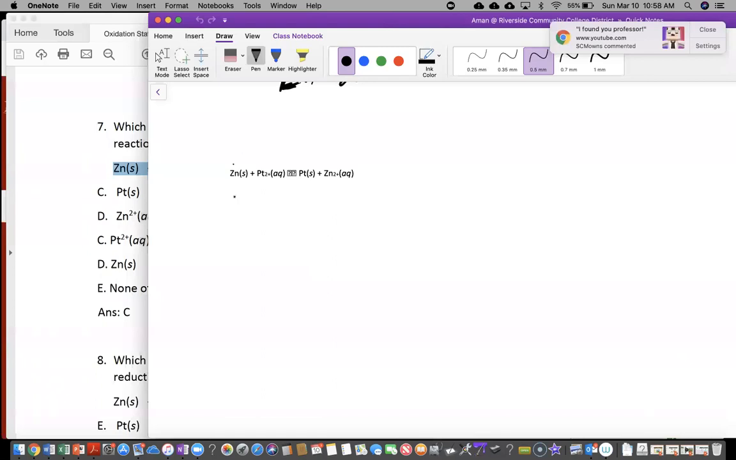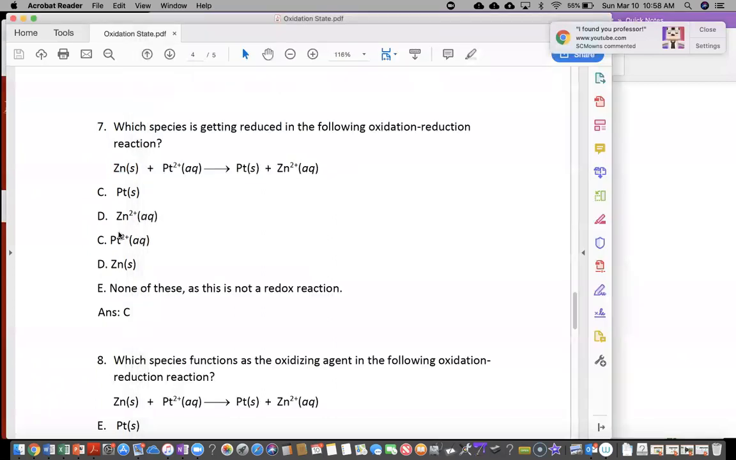So can you tell me what the charge is on zinc, this zinc sitting right here? +2, right? No. Look here. What is the charge on the zinc? It's 0. Yes, that's right. Any element by itself is 0. You were saying that in class. Okay. And then, what's the charge on Pt?